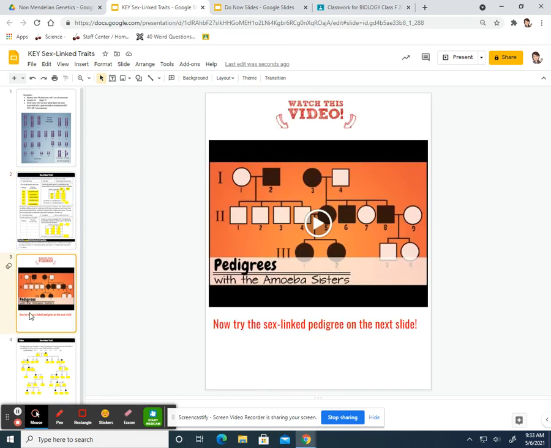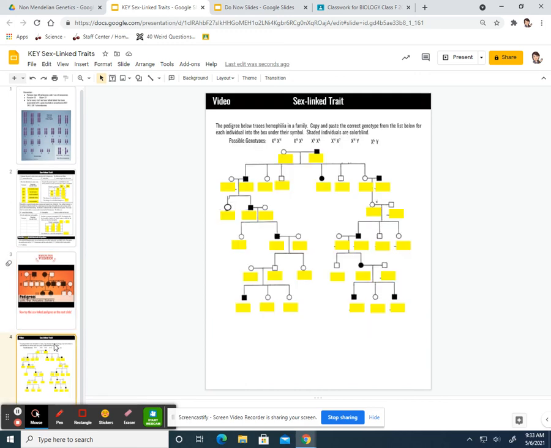On the next slide, there's a quick video clip looking at pedigrees, but when we're talking about a sex-linked trait, because we're going to be writing those a little bit differently. So make sure you take the 3.5 minutes to watch that video. Pause and rewind as needed. And then on the very last slide, you're going to be completing a pedigree tracing that genetic disorder of hemophilia through generations of a family.